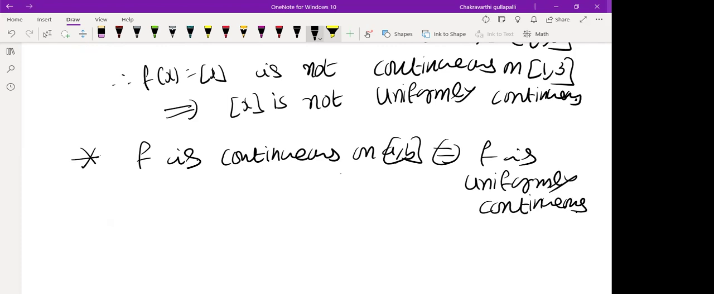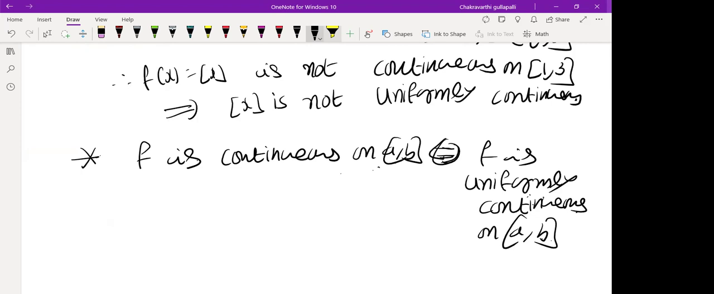If it is continuous, automatically uniformly continuous. If it is uniformly continuous, automatically it is continuous, both the sides. So if f is uniformly continuous on a closed interval, it is continuous, and vice versa. If and only if, what does that mean? Both sides. If it is continuous on a closed interval, then uniformly continuous. If it is uniformly continuous, then it is continuous.